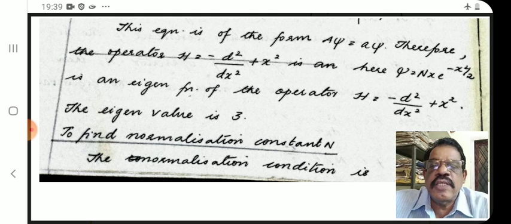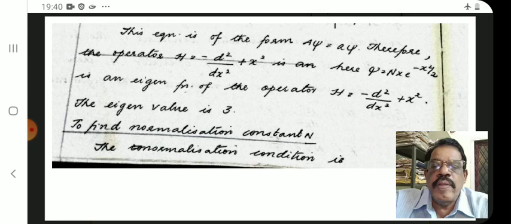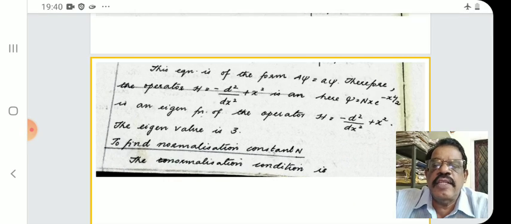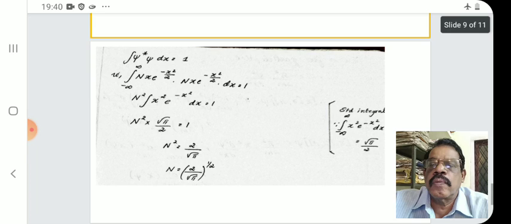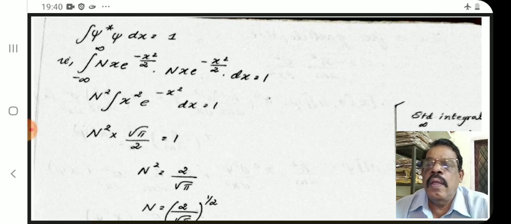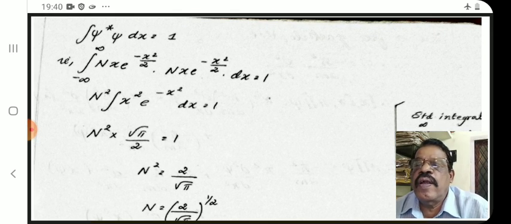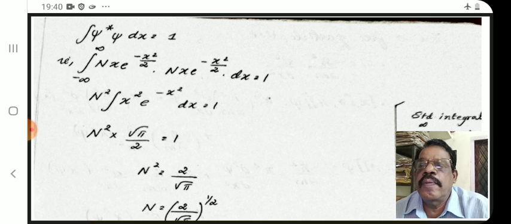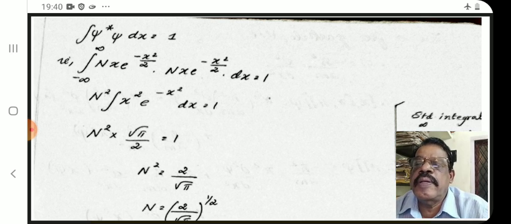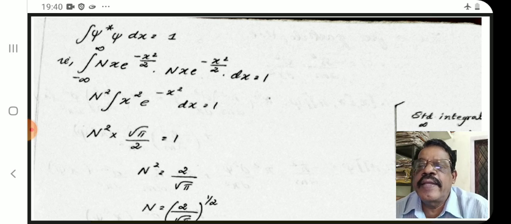Now, what remains is to find the normalization constant. The normalization condition is, we write the condition, we know it: integral psi star psi dx is 1. We write the function and its conjugate. Both are the same because there is no i in the function. Integral from minus infinity to plus infinity of nx e raised to minus x square by 2 into nx e raised to minus x square by 2 dx is 1.